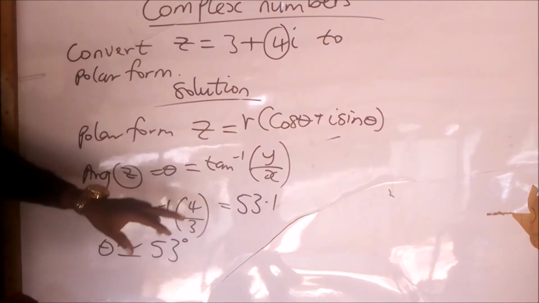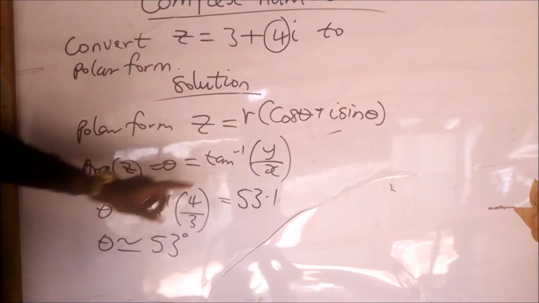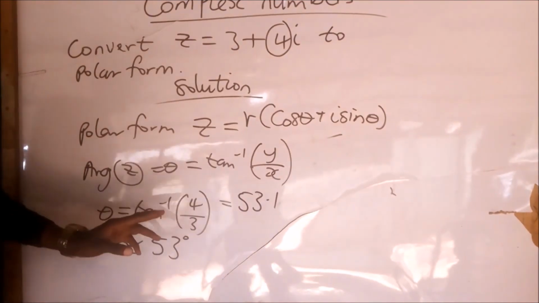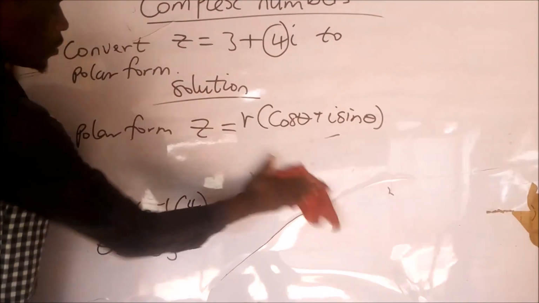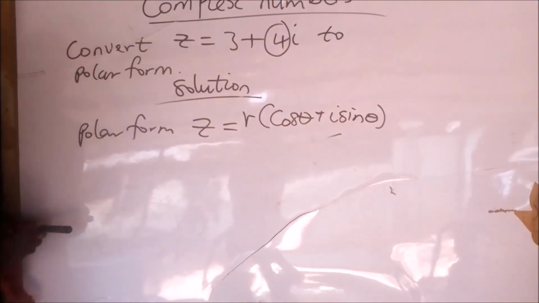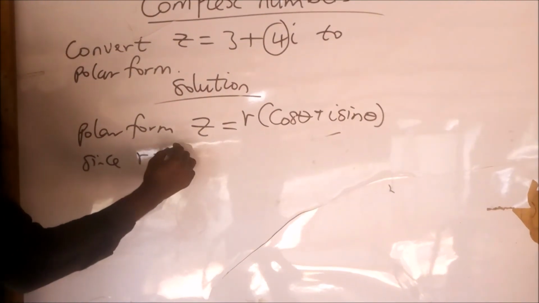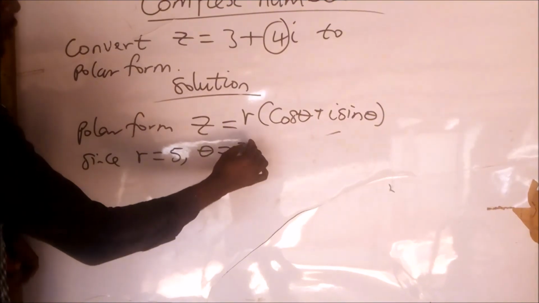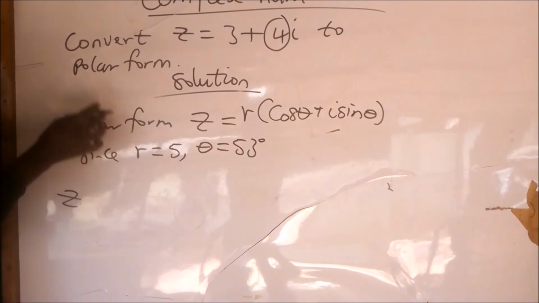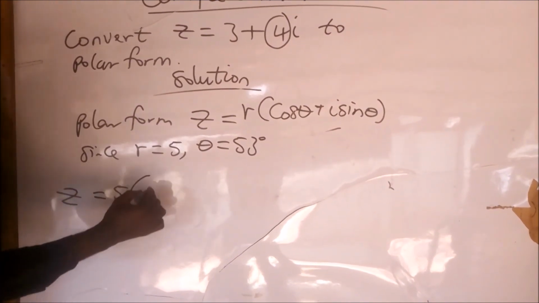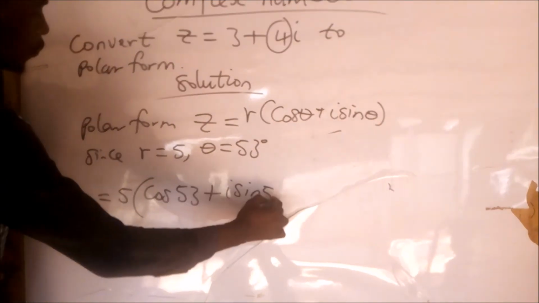Then at this point, we are going to substitute this 53 for theta into this, and the 5 we have for modulus into this. Once we do that, we have converted the complex number to polar form. So we now have that since our modulus is equal to 5 and our argument is equal to 53 degrees, we can say that the complex number in polar form is now going to be 5 into cos 53 plus i sine 53.